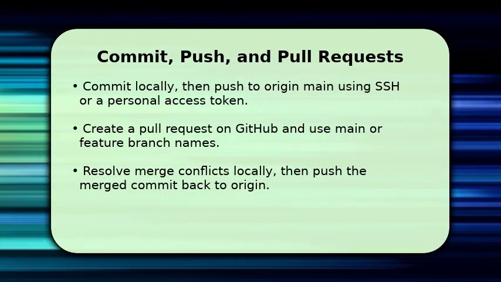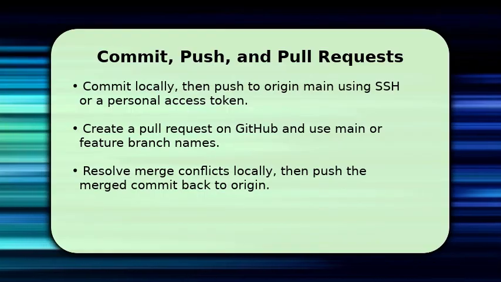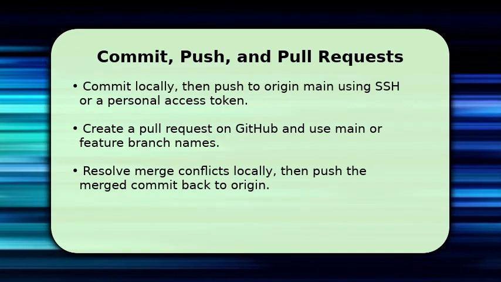Push your commits to origin using SSH or use a personal access token for HTTPS authentication when two-factor is enabled. On GitHub, create a pull request from your feature branch into main and assign reviewers for code review. Address review feedback, make amendments, and commit new changes to the same branch for automatic PR updates.